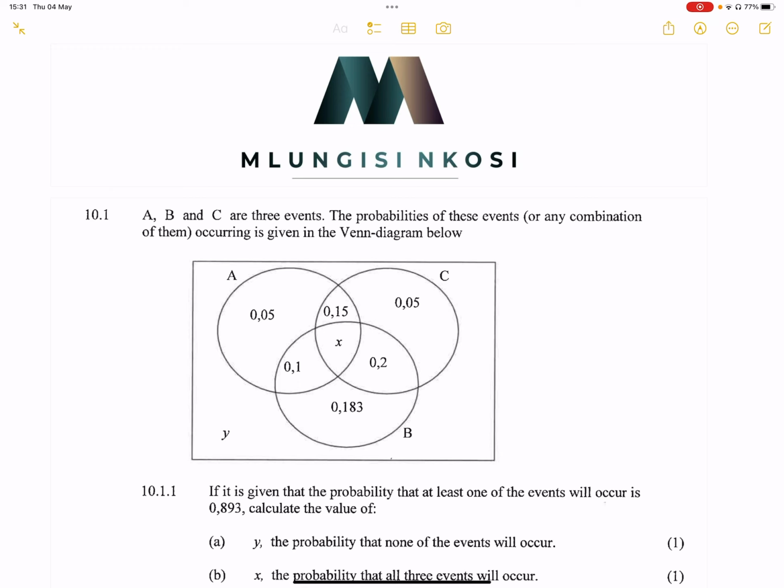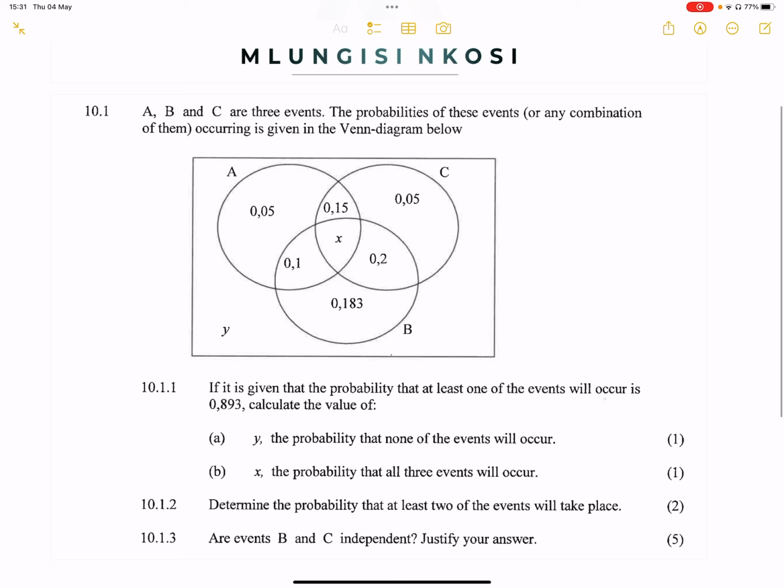Right, so they say to us we've got A, B, and C, which are three events, whatever those events are. The probabilities of these events, or any combination of them occurring, are given in a Venn diagram below. So now you can see that Venn diagram there, and they say that it is given that the probability that at least one of the events will occur is 0.893. Calculate the value of... all right, so initially they want the value of y.